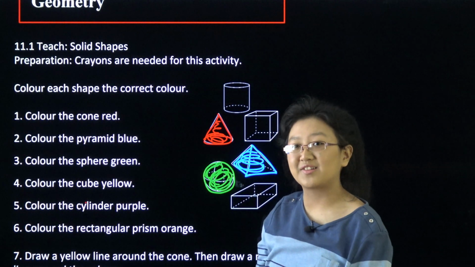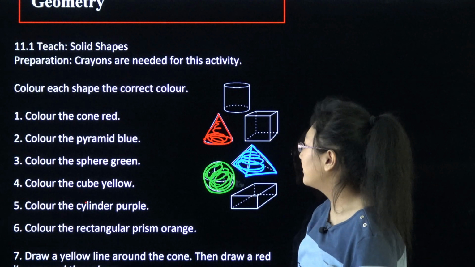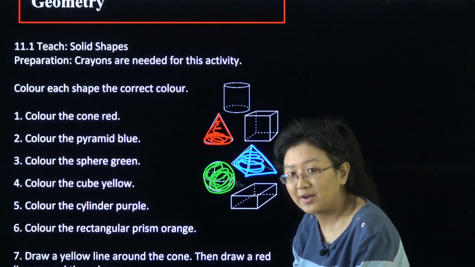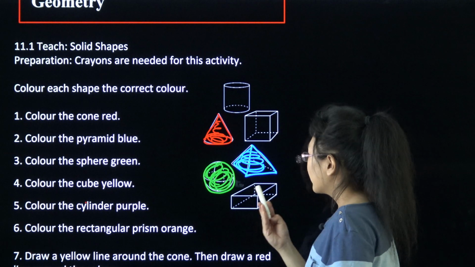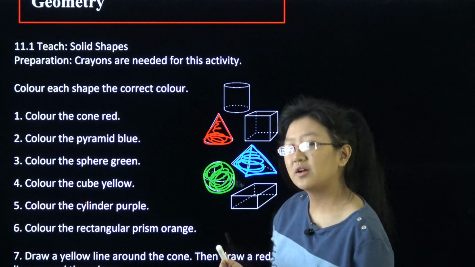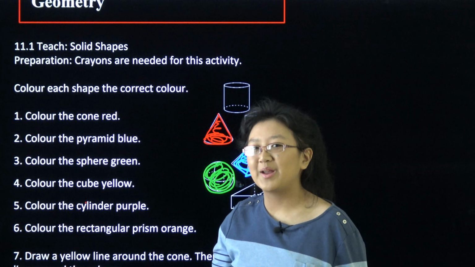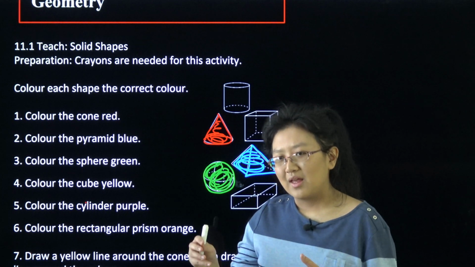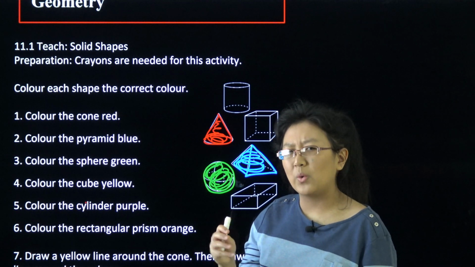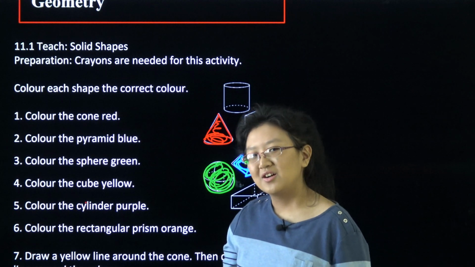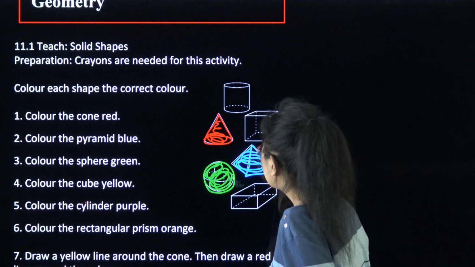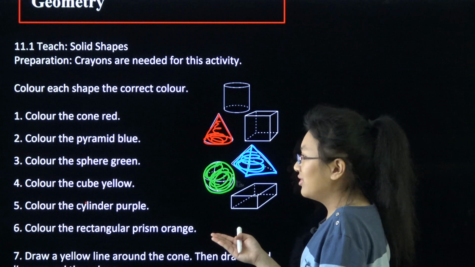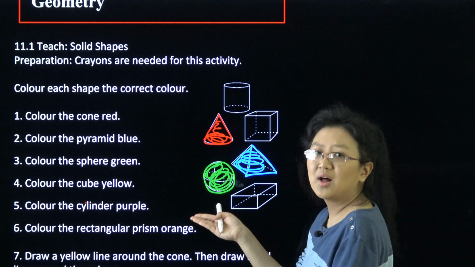Question number 4 asks us to color the cube yellow. We've all played with blocks before when we were a kid, or at least most of us have. And there's these cubes. We've also all played with those cubes that join together. So what do they look like? Well, they're equal on all sides, and every side of them is, well, a square.